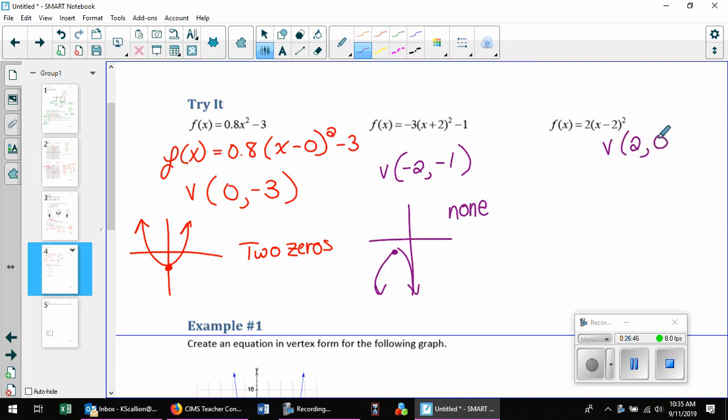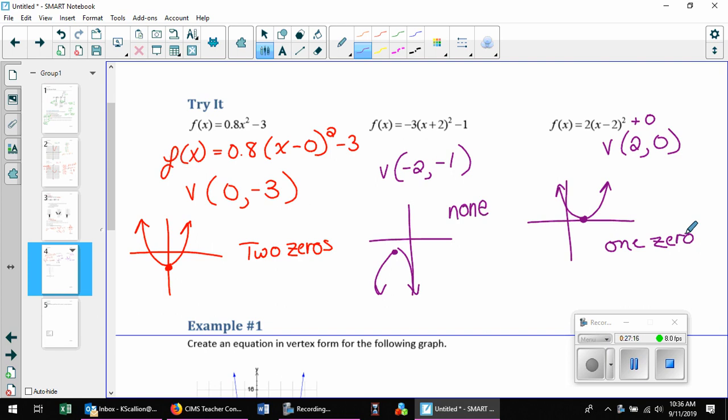2 and 0. So there's nothing added here, so you can assume that as a +0, right? So my vertex is at 2, 0. So that puts me right here, and my graph opens up. Does it matter if it opens up or down? No. But we would have 1, 0. Okay? Easy peasy.